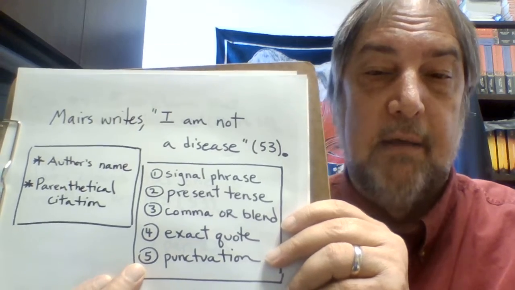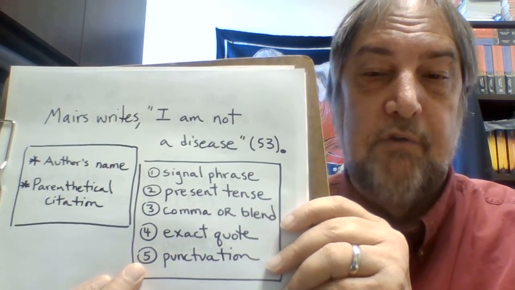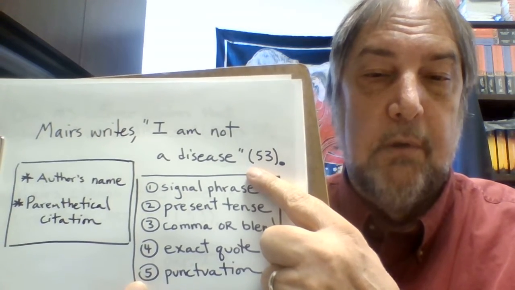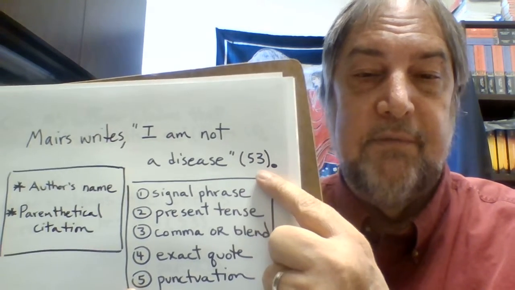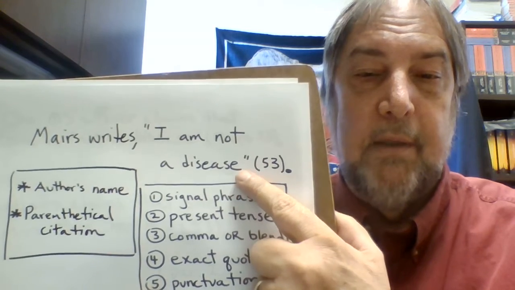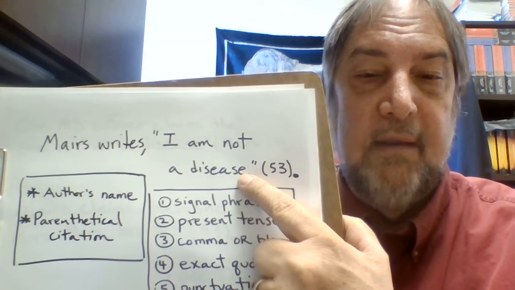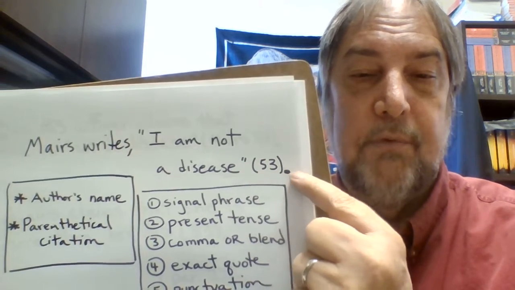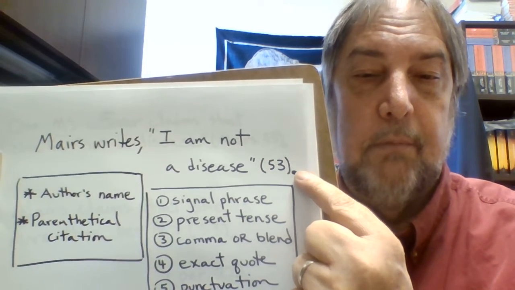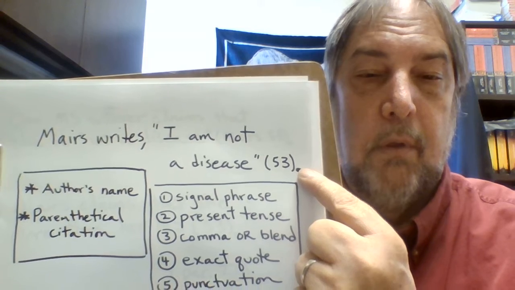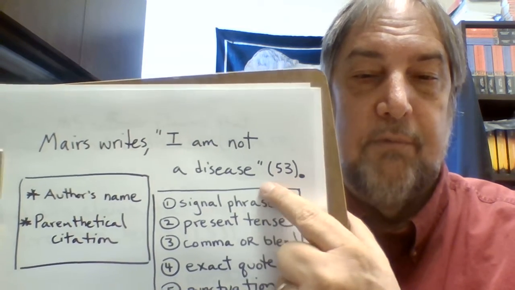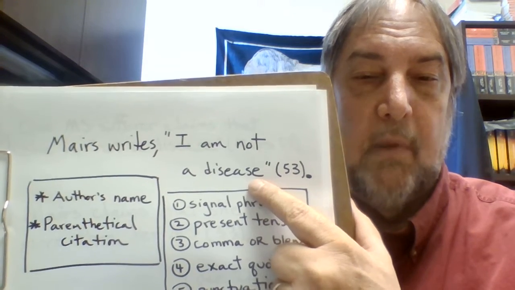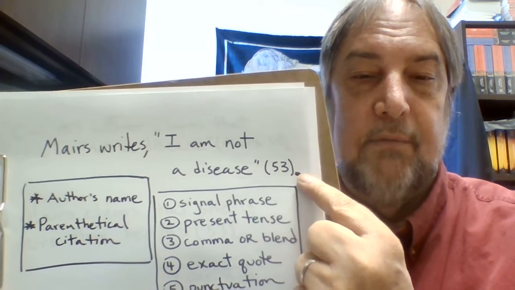Finally, number 5, the punctuation, especially at the close, you have the page number in parentheses, and the period that would normally be inside the closing quotation has been moved out here. So that period captures the parenthetical citation as part of that complete sentence.